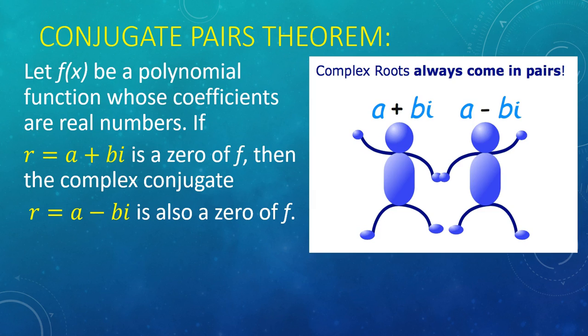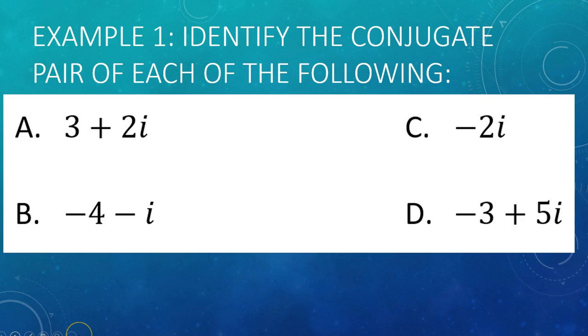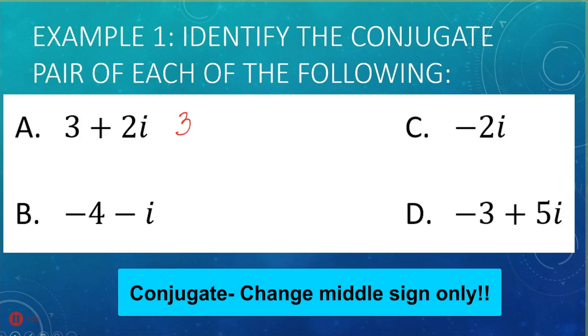So let's look at these four roots and identify what our conjugates would be. First one, a. If I have a solution 3 plus 2i, because of that theorem, I know that I also have a solution 3 minus 2i, because that is the conjugate. For b, if I have negative 4 minus i, then I also have negative 4 plus i. Notice that when I'm writing the conjugate, I'm only changing that middle sign.